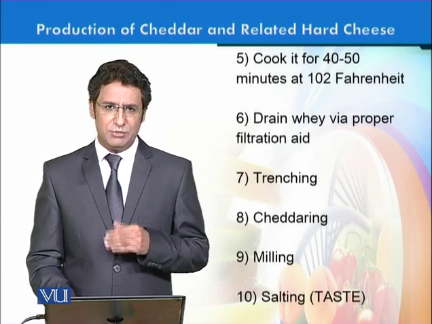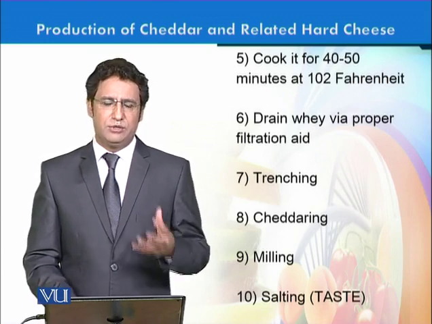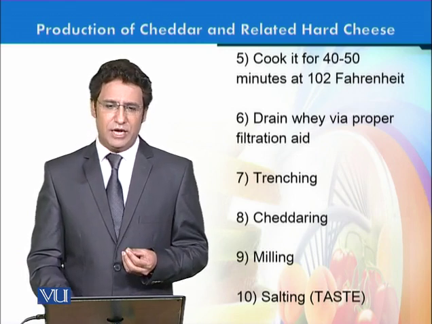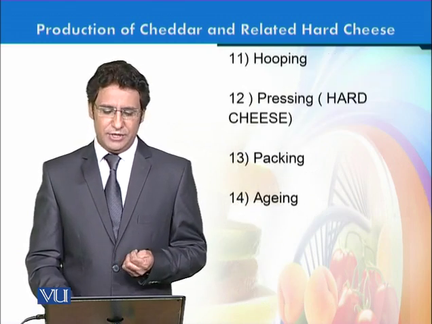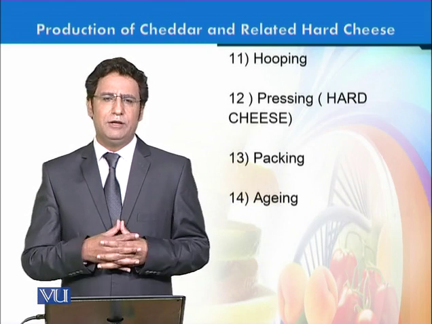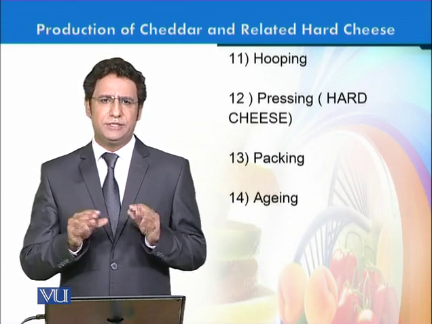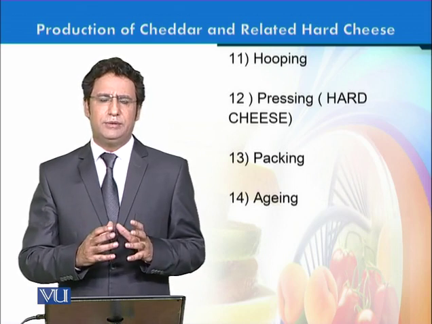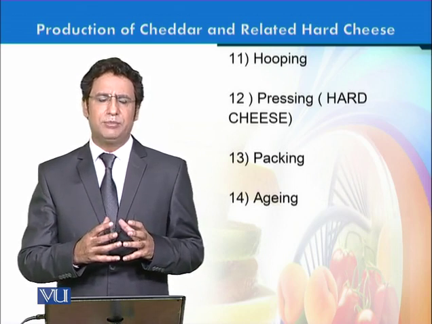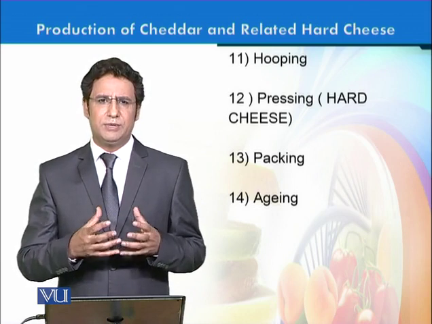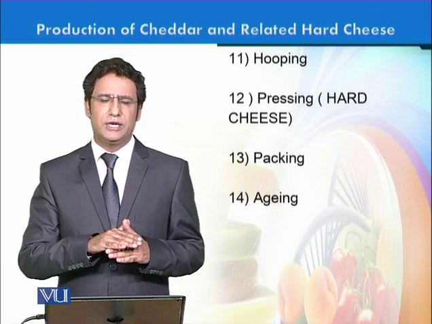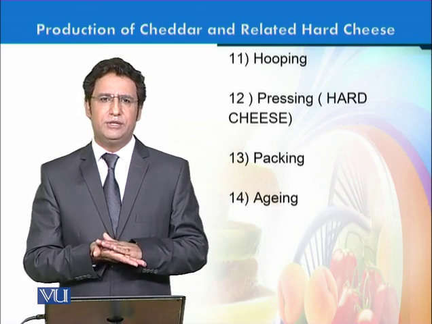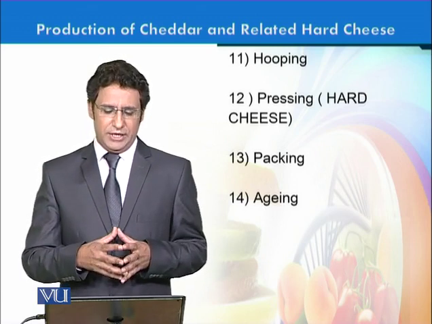The next process is milling, when it can be cut into smaller, desirable sizes. Then salt can be added for taste purposes. The next step is hooping. Hooping basically is adding these materials into particular templates for giving them a proper shape. So these are the containers with specific shapes in which these products are added, and then they are pressed. We apply higher pressures, and that would remove maximum moisture that can be there.